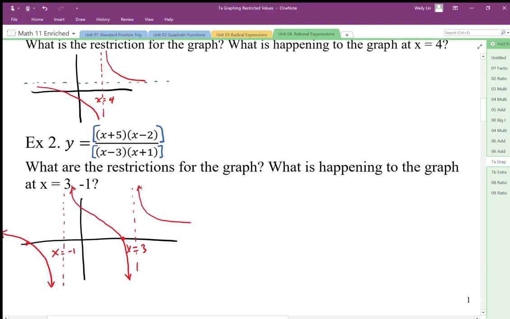So what's happening at the graph? We are getting vertical asymptotes where we have restricted values. In other words, where we're dividing by 0.